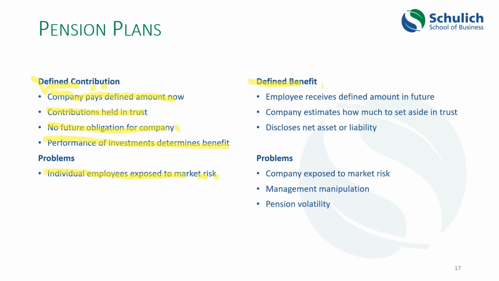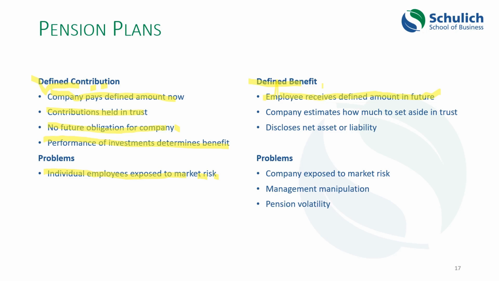With a defined benefit plan, you have a slightly different situation in which the pension contract specifies that the employee is going to receive a defined amount in the future. For instance, rather than the contract saying the company must set aside $250 every month to go into your pension plan, that's a defined contribution scenario. What it's saying is that when you retire, you will receive a certain amount of money, let's say $1,500 a month or $2,500 a month or whatever the contract specifies.